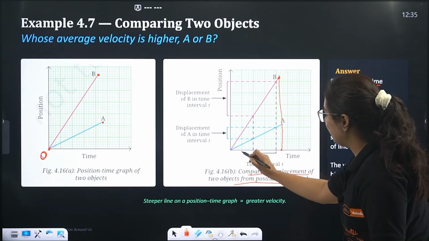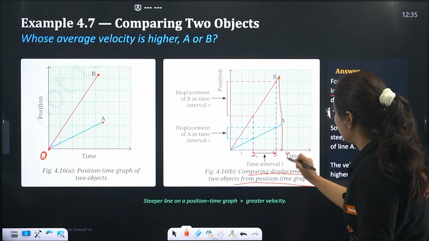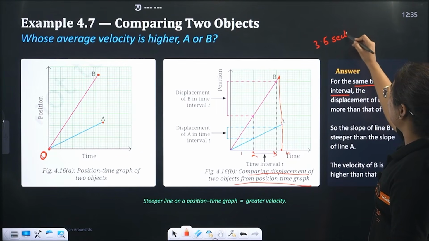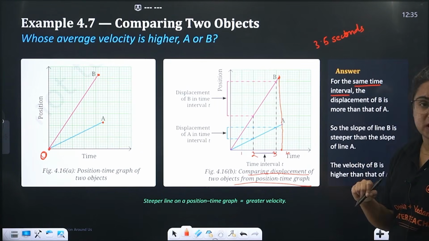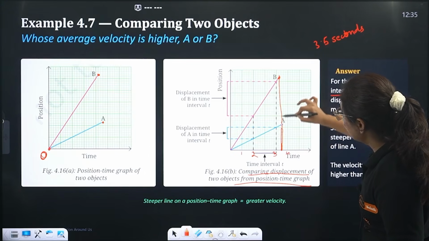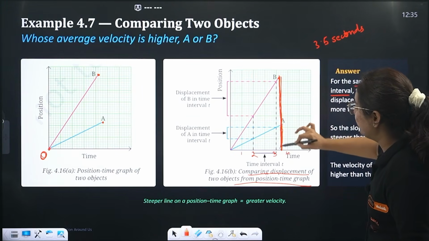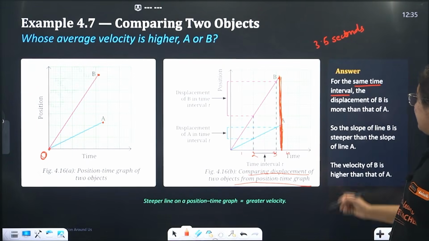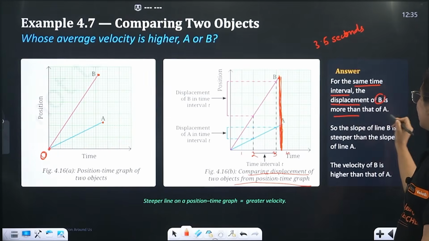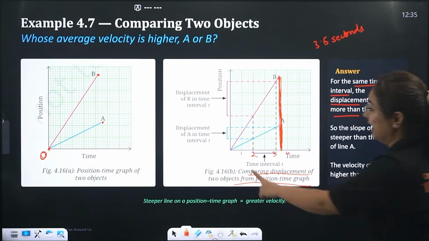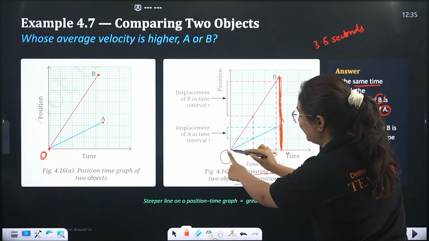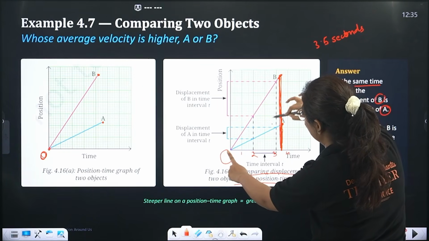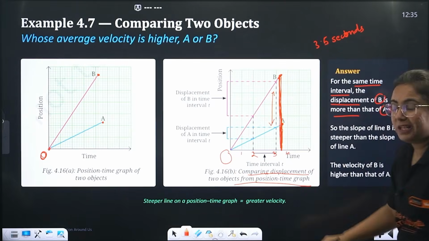Okay? I am taking 1, 2, 3, then 4. So after 3.5 seconds, both the objects at the same time reach different places, at different height. Why? The question is why? Because the displacement of B is more than that of A. Right, can you see that? They both started from 0. After 3.5 seconds, object A reached here, but B reached here. The distance clearly indicates that the displacement of B is more than A.